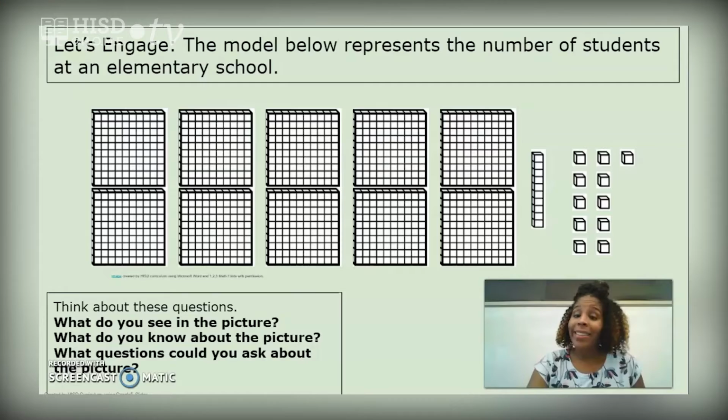Now, I want you to get ready to have some fun in learning today. Let's get ready now for our engage. I want you guys to look at the model that is below. Look at the number of students at an elementary school. While you're looking at this model, I want you to think about these questions. What do you see in the picture? What do you know about the picture? And what questions could you ask about the picture? I'm going to give you about 30 seconds to look at the picture. Now, we're going to come back to this picture later on in today's lesson.